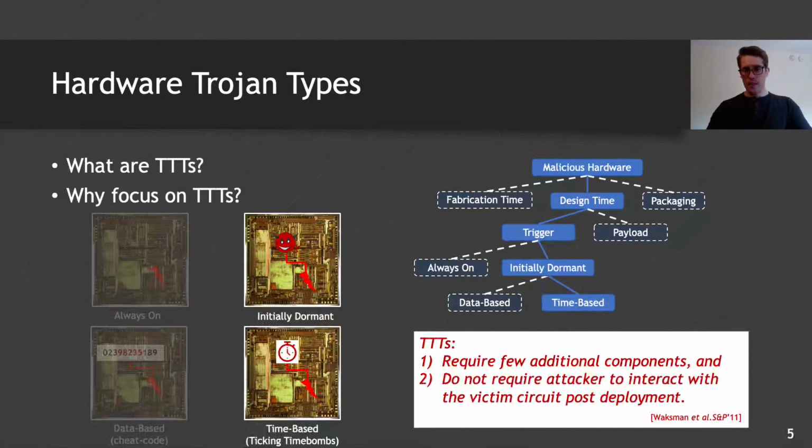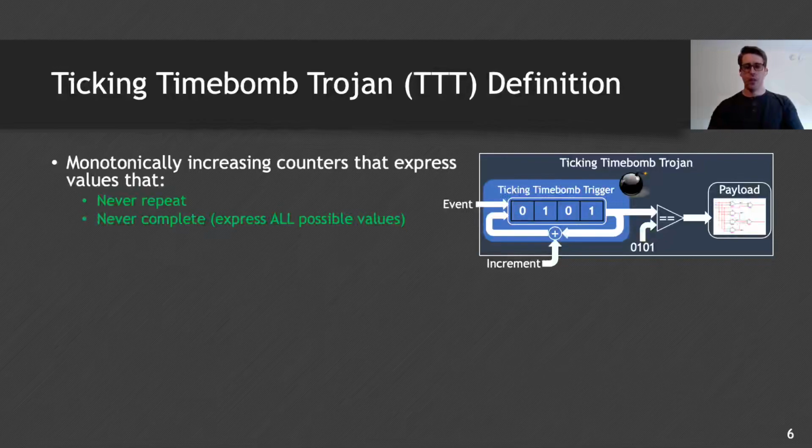Therefore, eliminating TTTs forces attackers to implement larger Trojans that require post-deployment attacker interaction, thus raising the bar for the attacker. We start by defining TTTs as Trojans that implement ticking time bomb triggers, as shown in the upper right figure here. And we define ticking time bomb triggers as monotonically increasing counters that express values that 1, never repeat, and 2, never complete. This is because if a counter repeats a value, it is no longer always monotonically progressing in any direction, and therefore cannot implement a TTT.